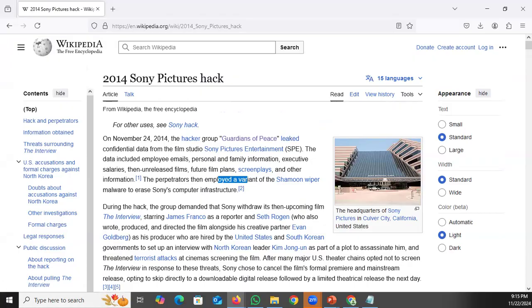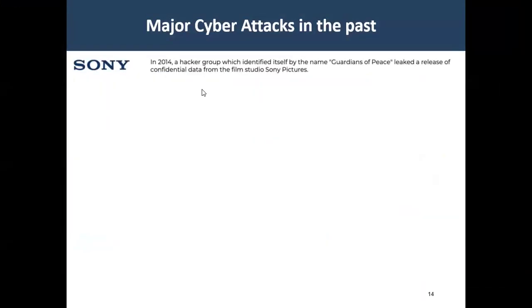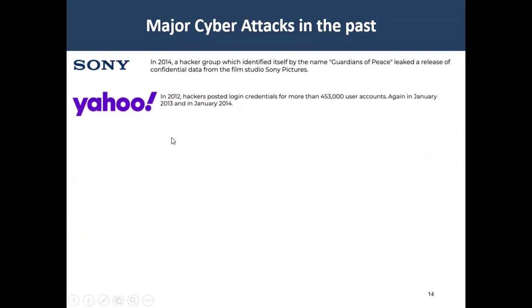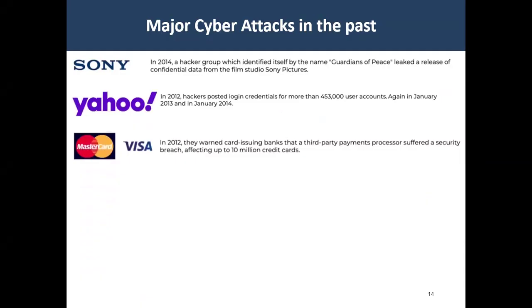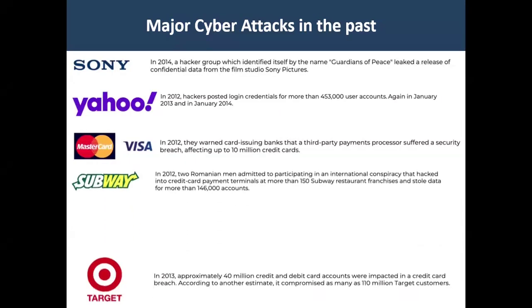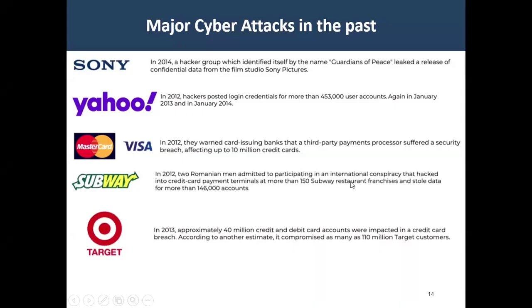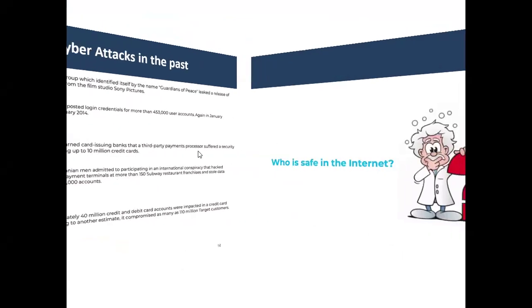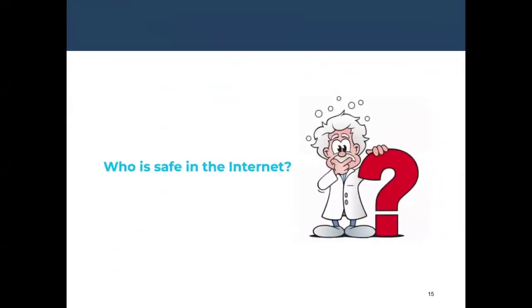If I talk about all these use cases, they are all about attacks, right? Sony faced an attack in 2014. In the same way, Yahoo faced an attack in 2013 and 2014. Visa cards, Subway, and Target also faced attacks. These are very big top MNCs that faced attacks. Everybody was worried about who is safe on the internet and how we can get secure. So they started working on use cases.